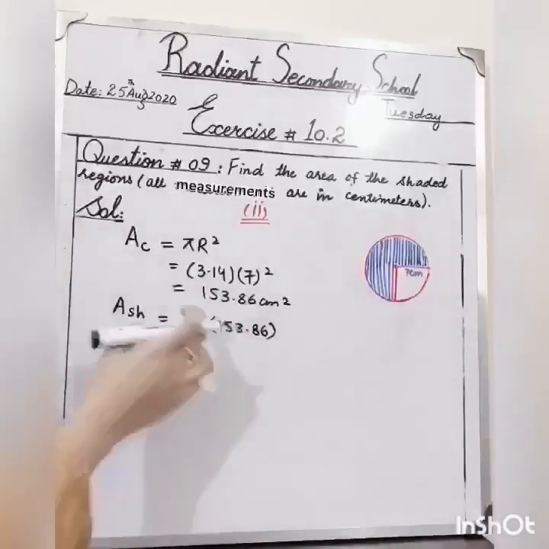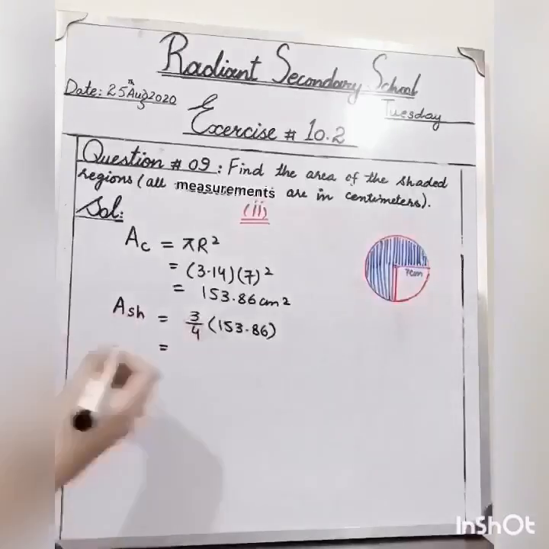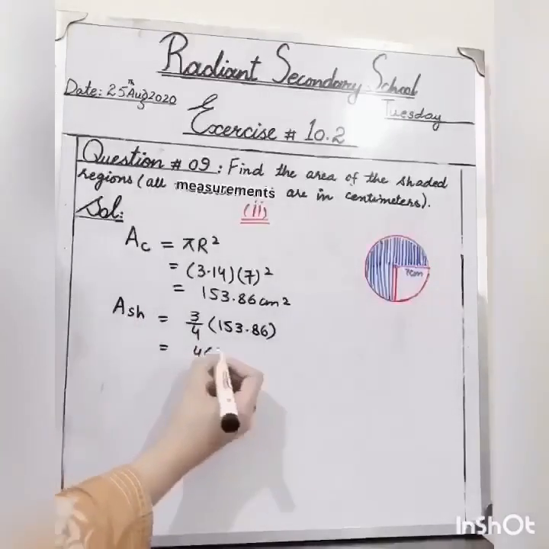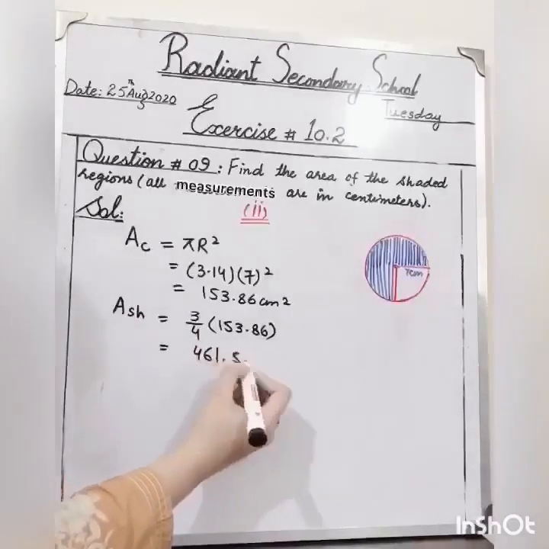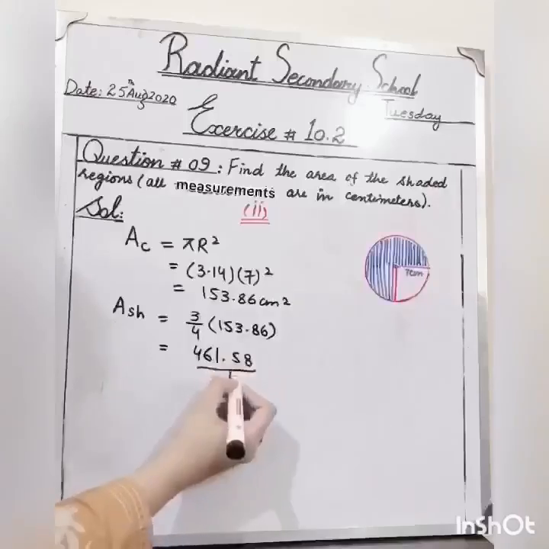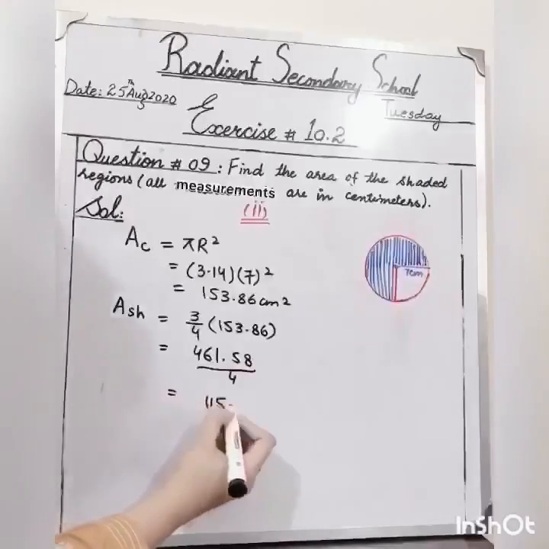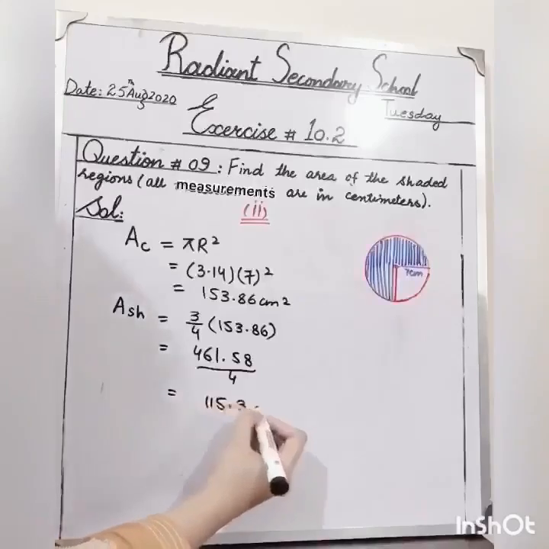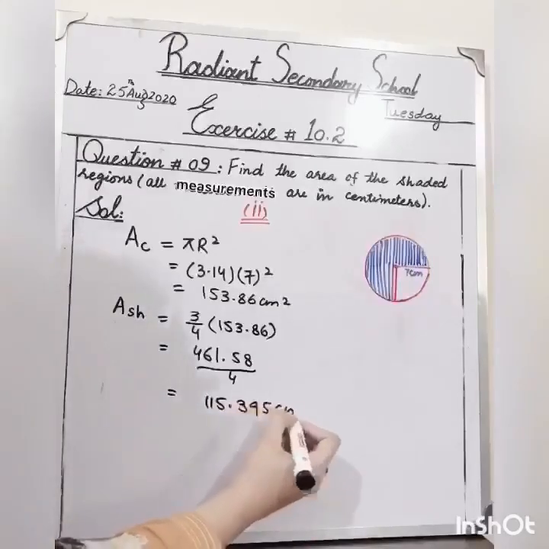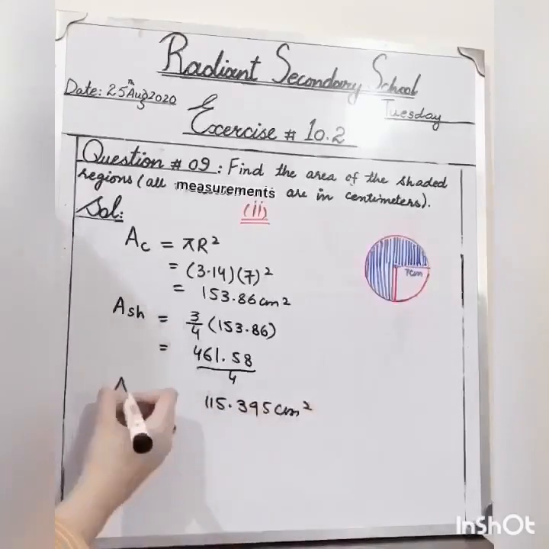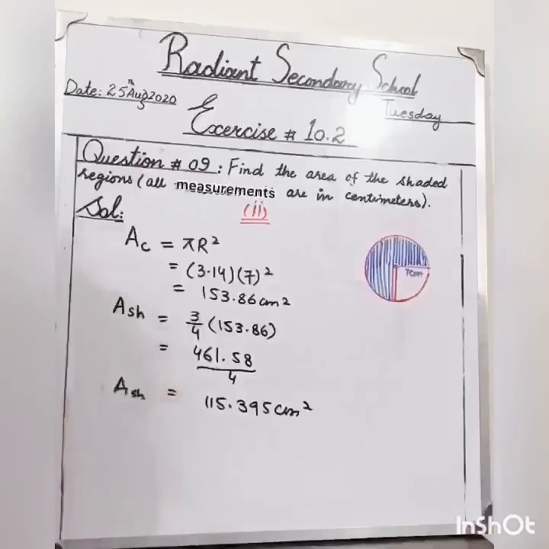So this number is first multiplied by 3. So our answer will be 461.58 divided by 4. So when you divide it by 4, our answer will be 115.395 centimeter square. So this is the area of the shaded region.